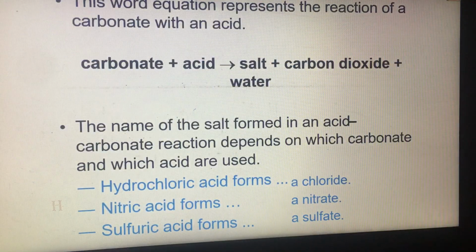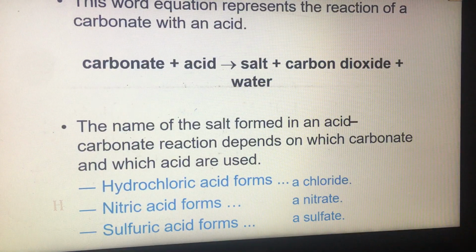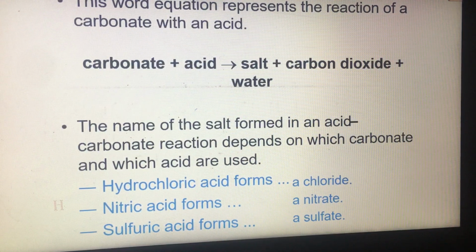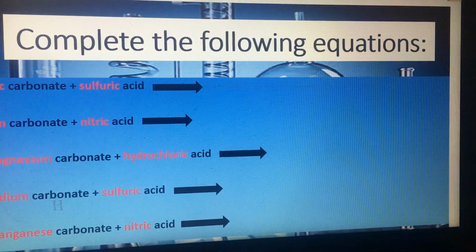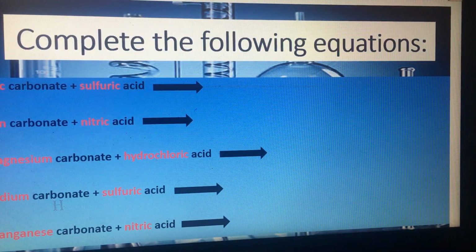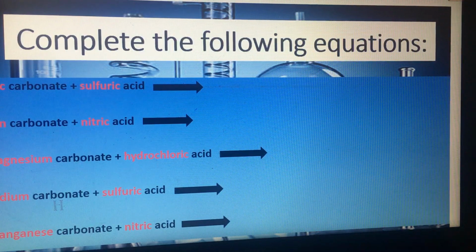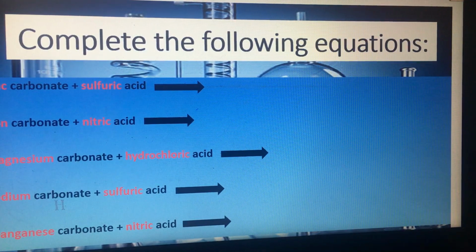So here the name of the salt formed in an acid carbonate reaction depends on which carbonate and which acid are used. Hydrochloric acid forms a chloride, nitric acid forms a nitrate, and sulfuric acid forms a sulfate. Now let's complete the equations which contain carbonate and acid. Let's start with the first one.